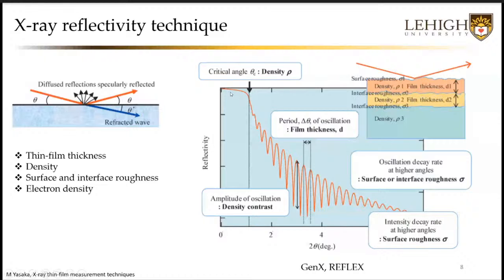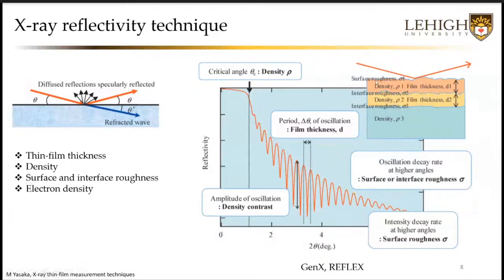So typical X-ray reflectivity data looks like this. By looking at the critical angle, that means the angle at which the X-rays are penetrating inside the material, it gives valuable information about the density. By looking at the oscillations, you get the thickness of the film. And by looking at the amplitude, meaning how big the waves or these fringes are, you can get the contrast in density. And also you can get the decay rate, which gives the interface roughness or the surface roughness.